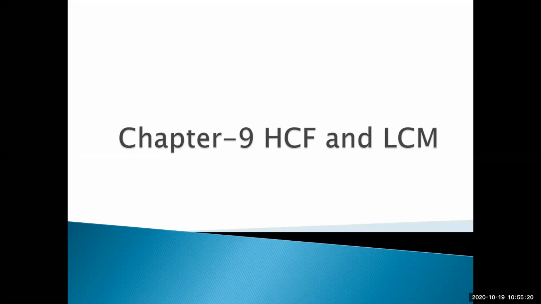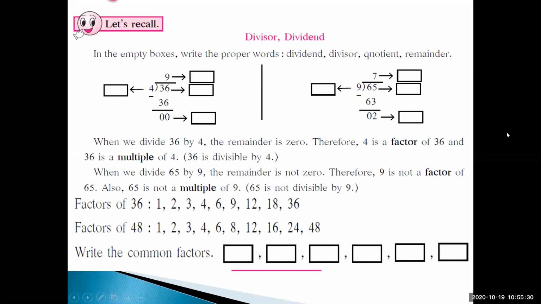So in the previous lecture we have seen how to find HCF if 2 or 3 numbers are there, right? Now in today's lecture we are going to learn about LCM. We have seen how to factorize a number and how to find the factors of numbers. For example, if 36 is there, we have seen how to find the factors of 36 by the divisibility method. We can find the factors of 36, 48, or any number.